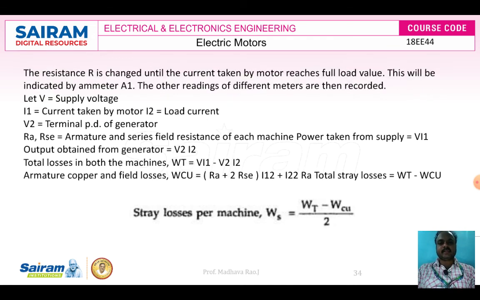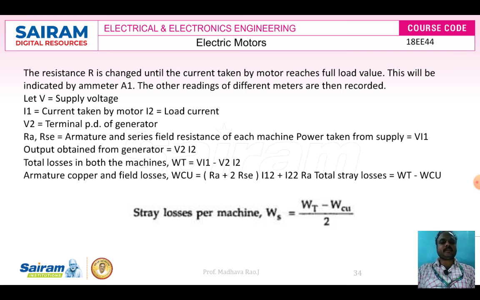Now we will see how we are going to calculate the stray losses and efficiency. The resistance R is changed until the current taken by the motor reaches full load value. This will be indicated by the ammeter. The other readings of the different meters are then recorded. V is the supply voltage, I1 is the current taken by the motor, I2 is the load current, V2 is the terminal potential difference of the generator, and Ra plus Rsc is the armature and series field resistance of each machine.